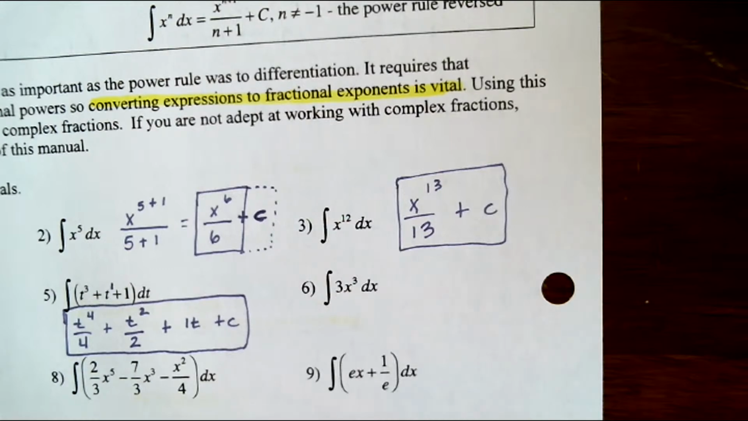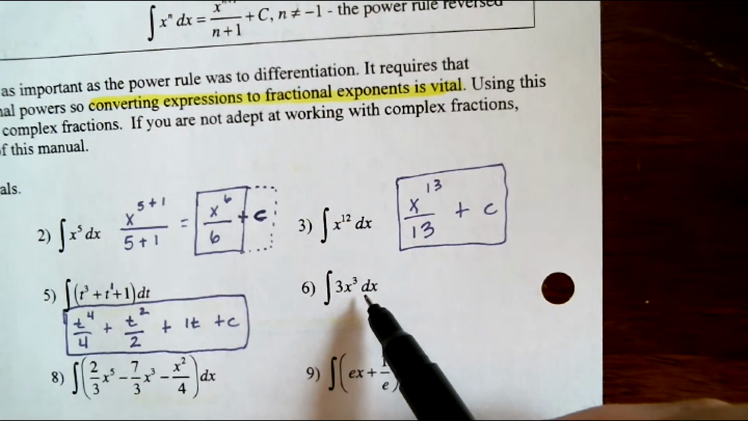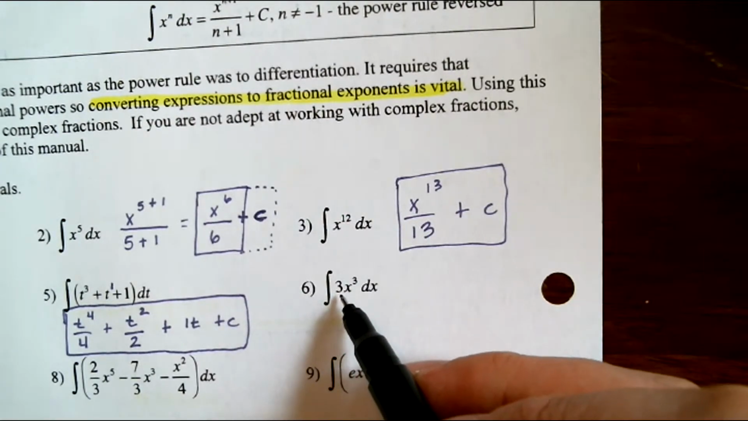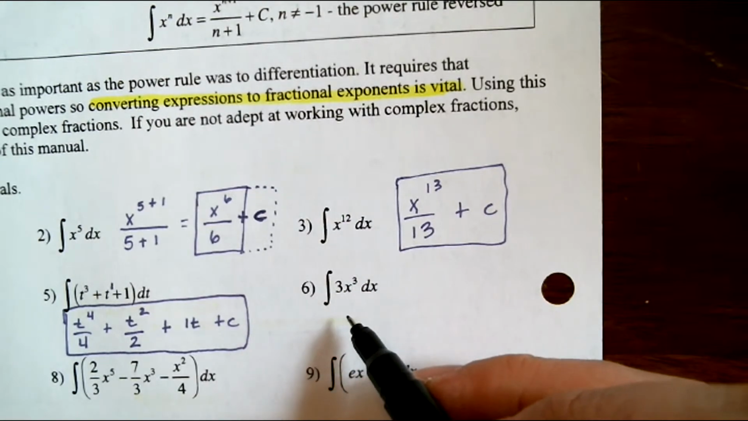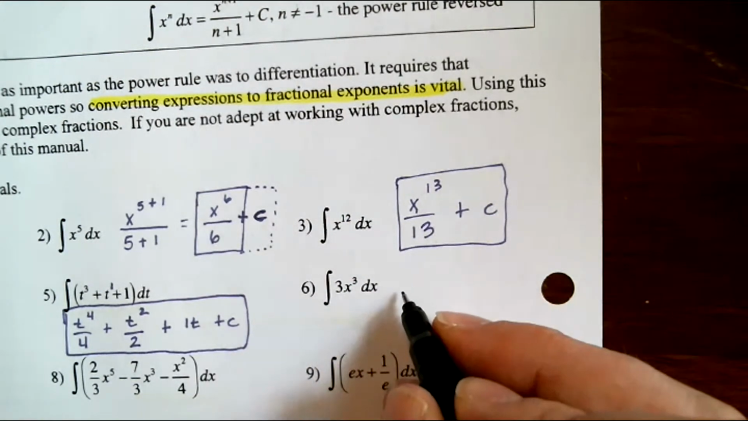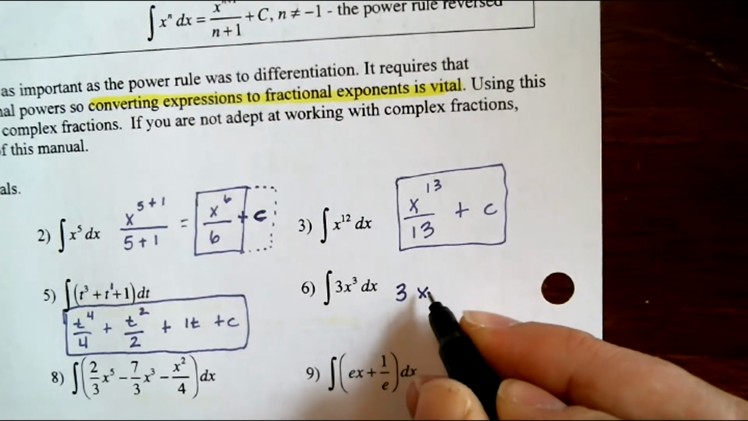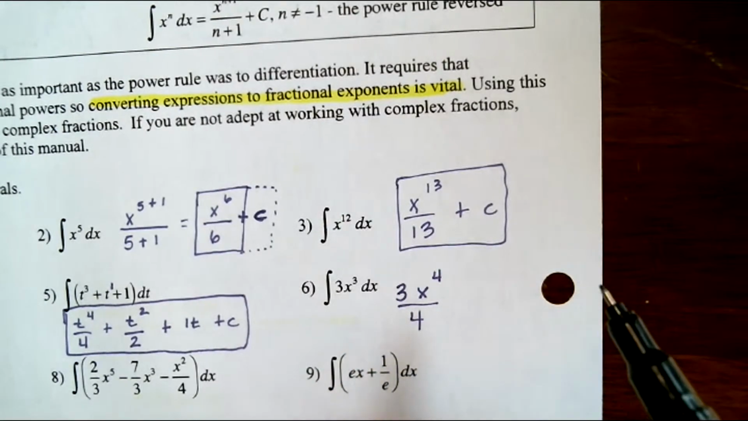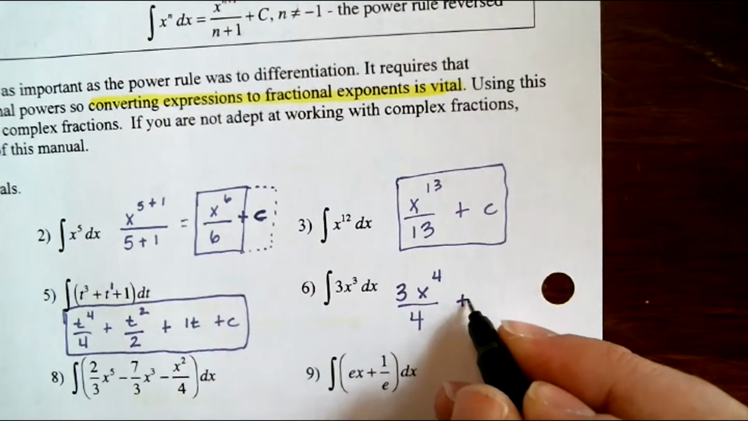Okay, looking at number 6. So the integral of 3x cubed dx. So now again, this is our constant rule, okay? So move that constant out and then take care of that, okay? So that would look like this. Move that constant out, and then I'm going to have x to the 4th over 4. Nothing simplifies there, so I say plus c.